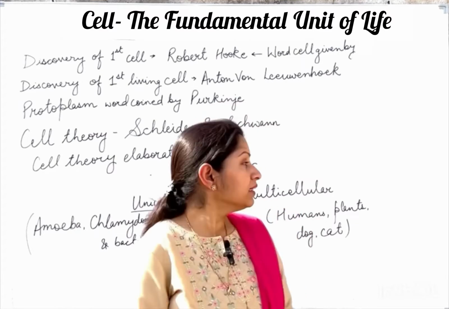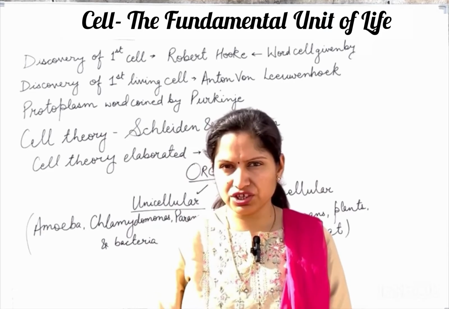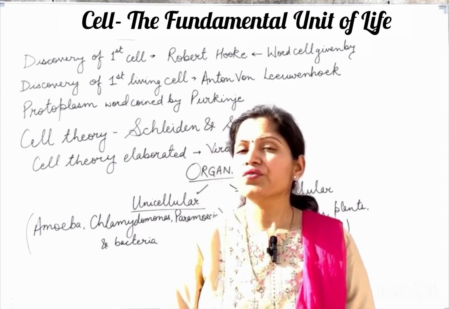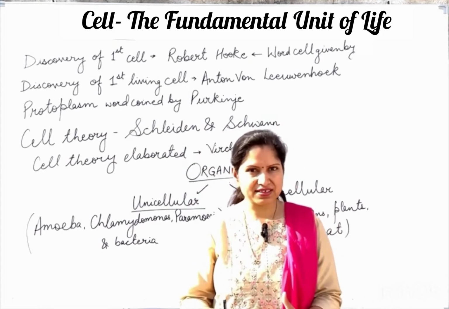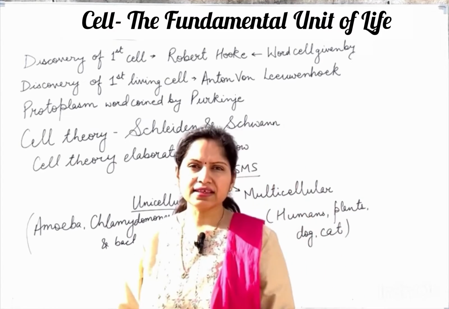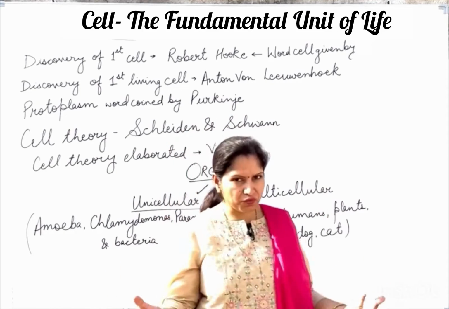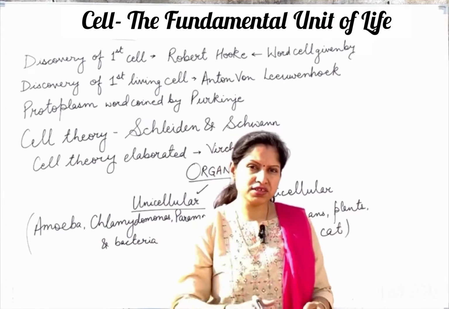Apart from that, the cells are sometimes able to change their shape. Some cells can change their shape. For example, amoeba. Amoeba is a unicellular organism. It just has a single cell and it can move about, it can change the shape of its cell, and that cell is able to change its shape.